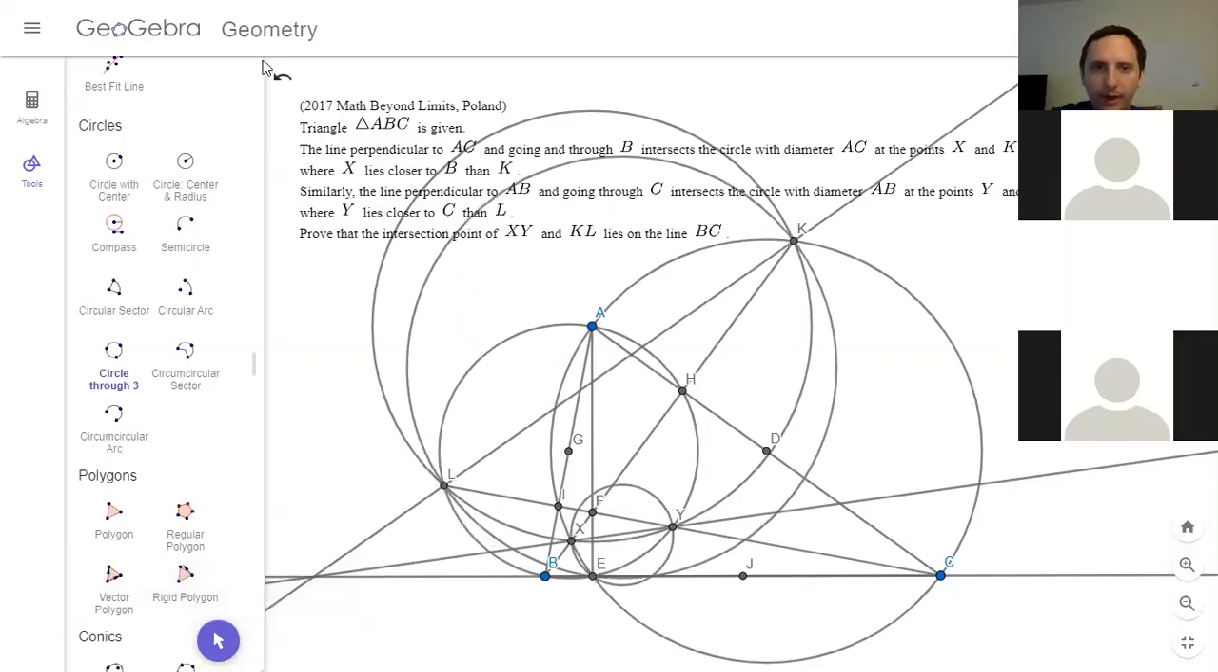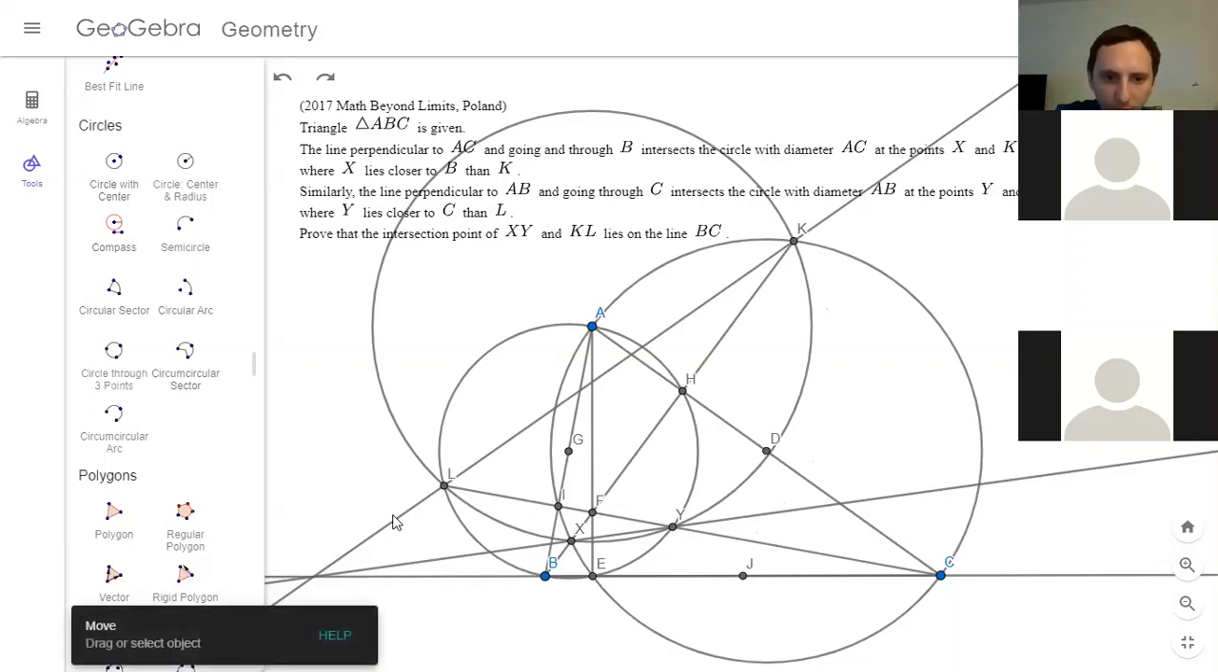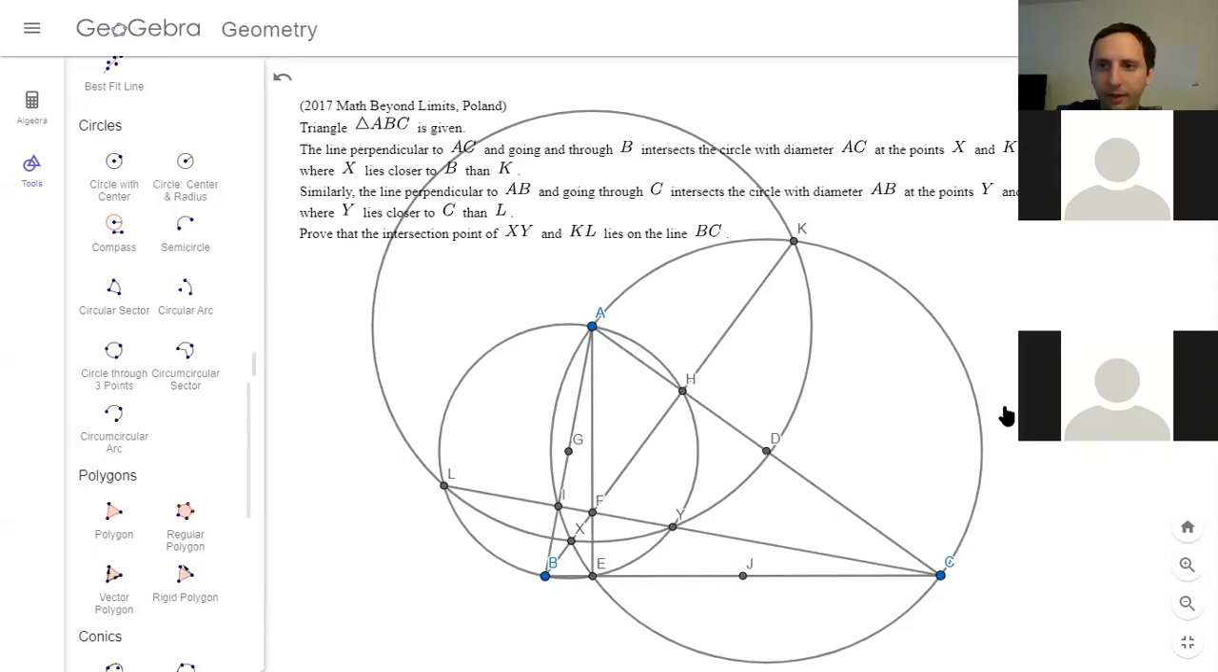Can you draw LX and YK? Yeah, okay. I'm actually going to delete these for now, and I'm going to add them back in later. But I think we have enough to essentially do the proof.